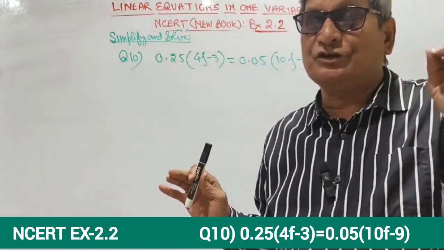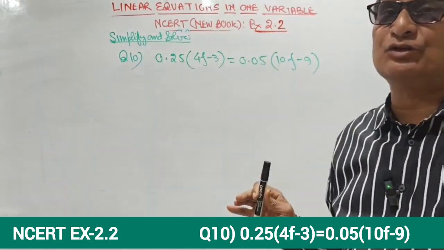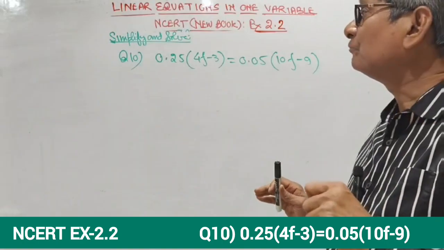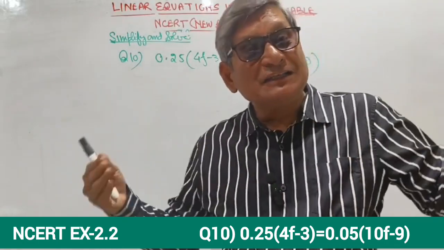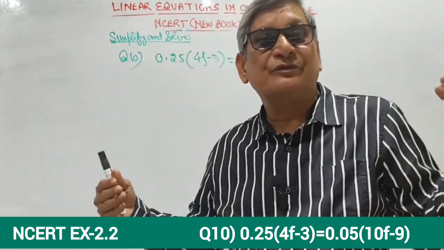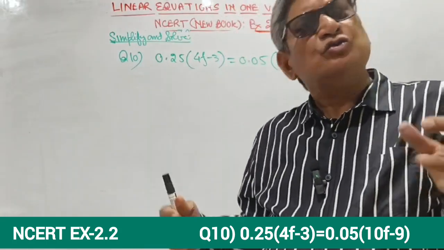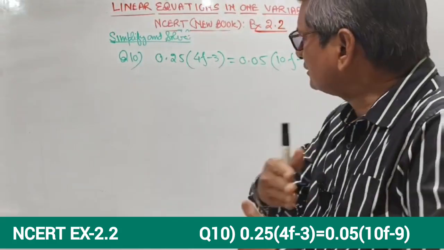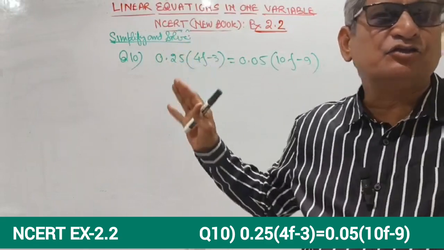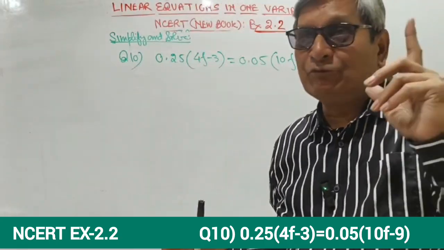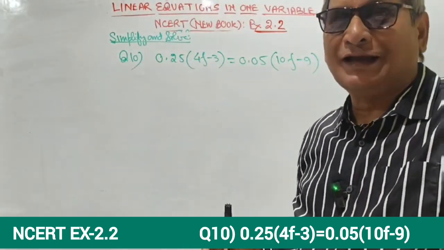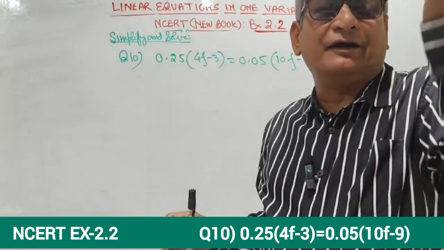So the very first thing you should always keep in mind is the variable is f. The second thing, that here now the decimal numbers have appeared. So there are two ways. If you want, you just simplify, you just multiply, there's no problem. But if you play smartly, you can think a step ahead.